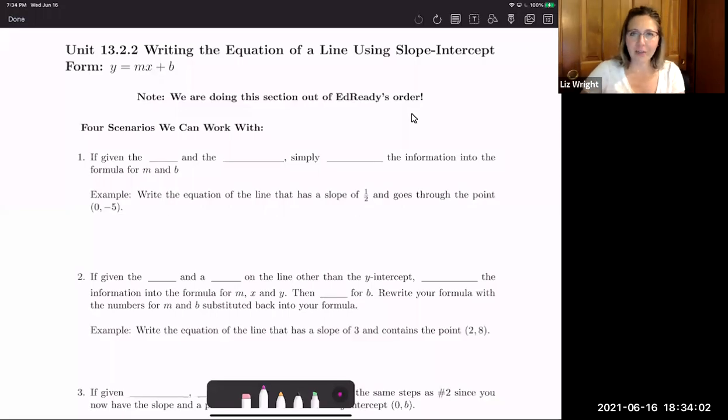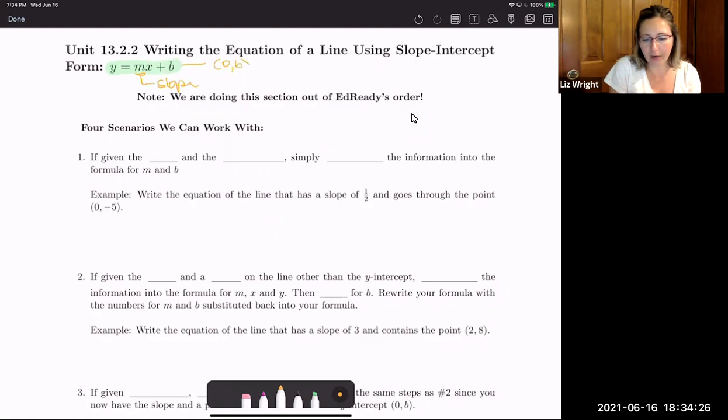Hi everybody. In this video we are going to be talking about unit 13.2.2, which is writing the equation of a line using slope-intercept form. As a reminder, our slope-intercept form is y equals mx plus b. Again, m is the slope of our line, which is our rate of change, and b, we would typically write as an ordered pair when we get ready to graph it, is the y-intercept of our graph. So we can use this form to graph our equations.